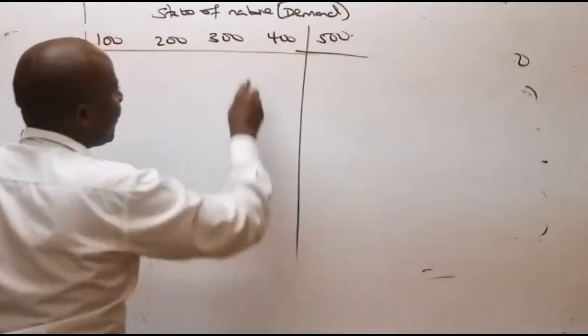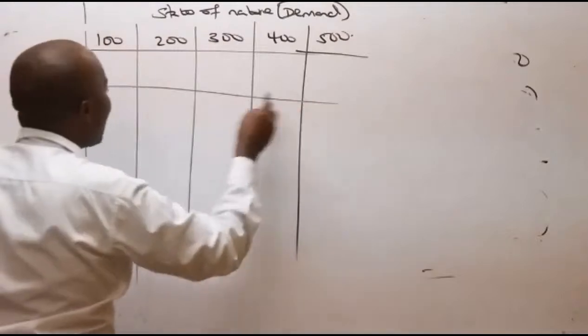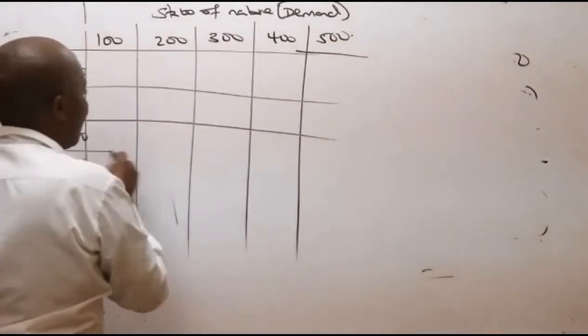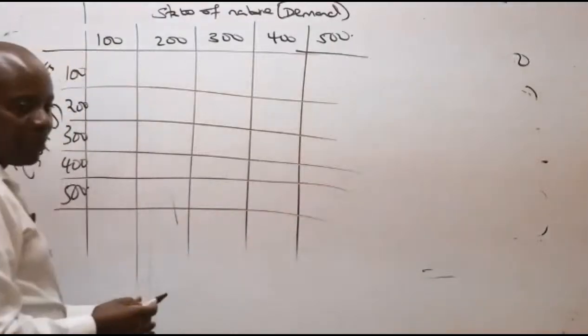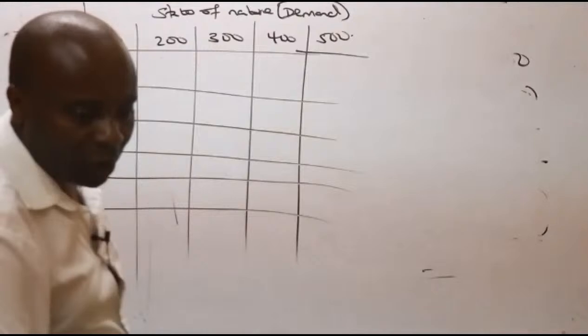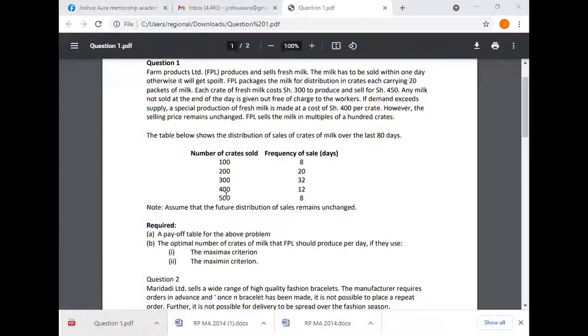So then, ladies and gentlemen, what we're going to do is to have our cells. Where did I get this 100, 200, 300, 400, all the way up to 500? Where I got them from is here. In this particular question that you happen to be having on your WhatsApp, they have told us the number of crates sold. You can see from 100 to 500, right? So these are the ones I've worked around to be able to get the supply and the demand.